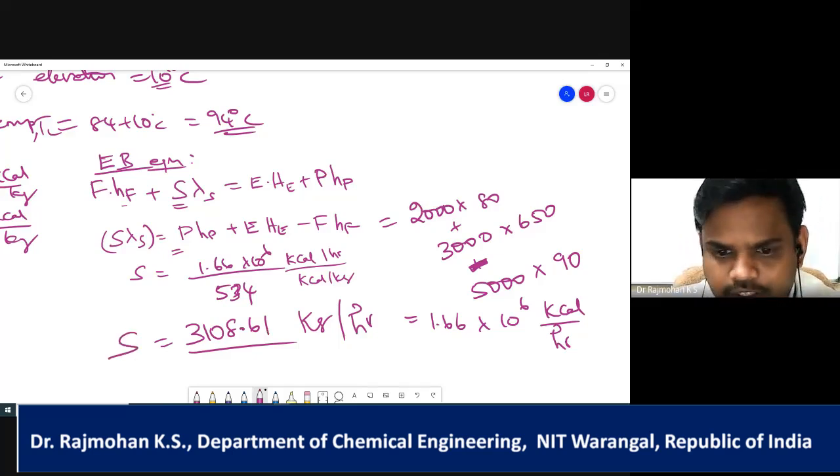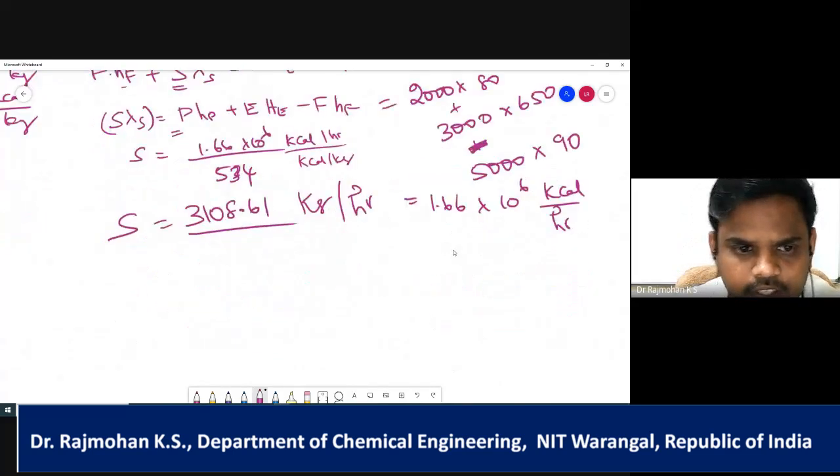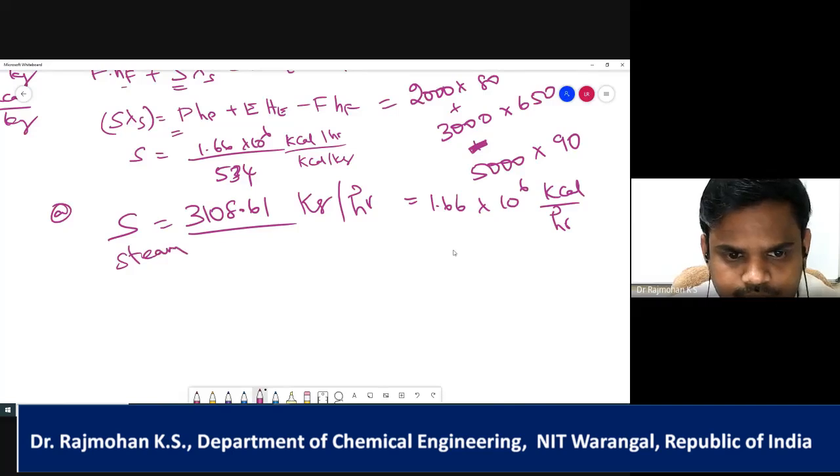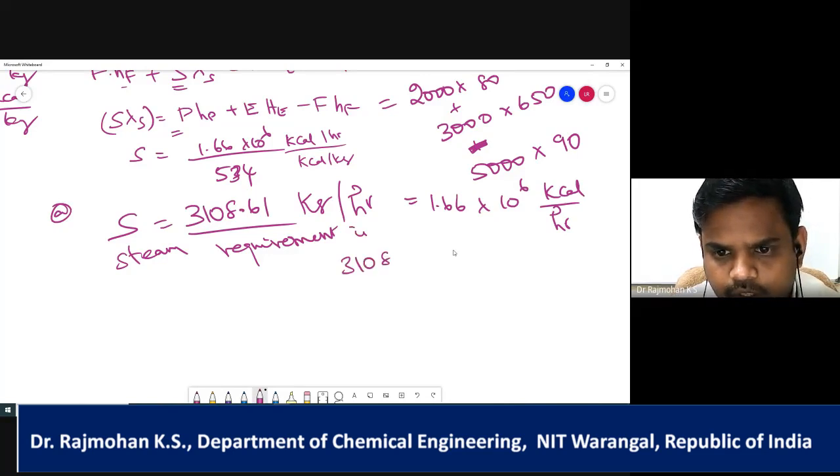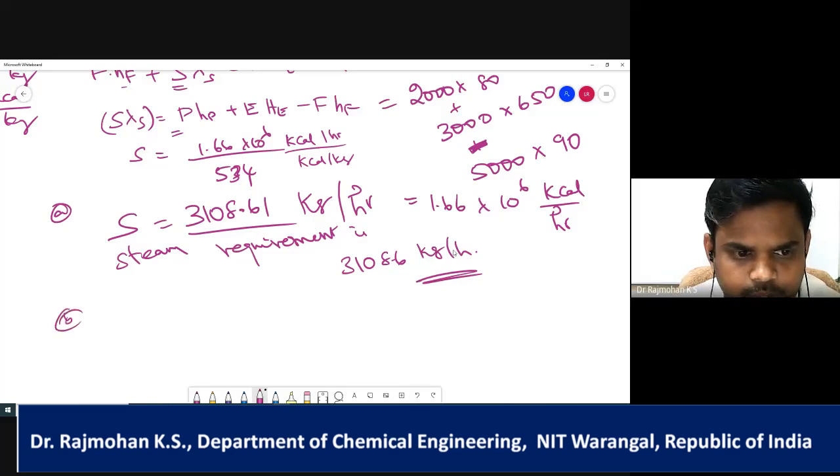Okay, so now what is the second part? That is the answer for A part. Steam requirement is 3108.6 kg per hour. Okay, so what is B part?